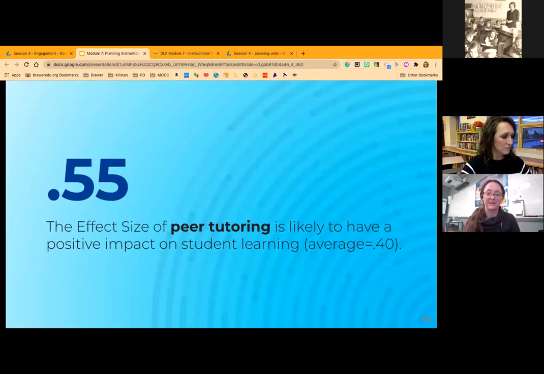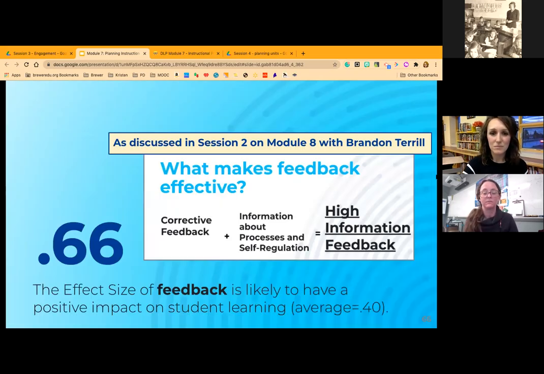So go back to this effect size for peer tutoring. Like I said, I can see it in their confidence, their pride in their work. But we also can see that peer tutoring has an effect size of 0.55. And thinking back to Brandon's session earlier on, the importance of effective feedback, that high information feedback can have an effect size of 0.66 as well. So combined, this can be really meaningful for our students, whether it's remote, hybrid, or in-person learning.